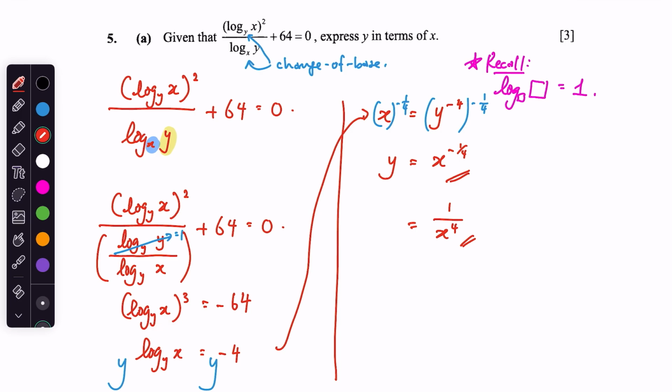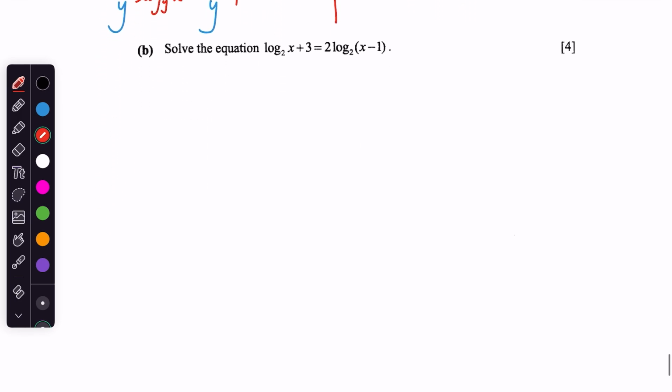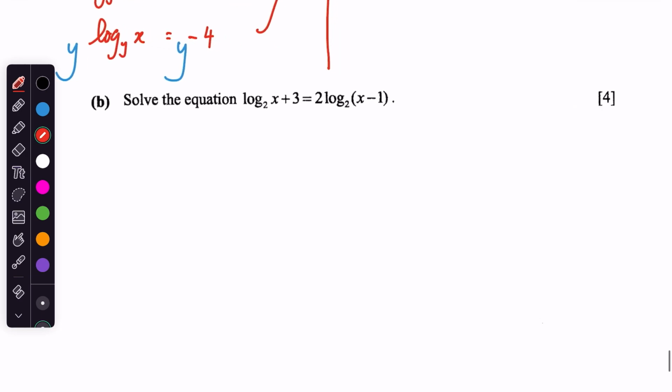Okay, the next part. We want to solve this equation here. The good thing is that our bases are all the same. So nothing much to really do. All we have to do is just, okay, before that, let's copy out.